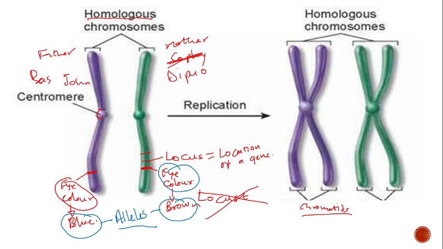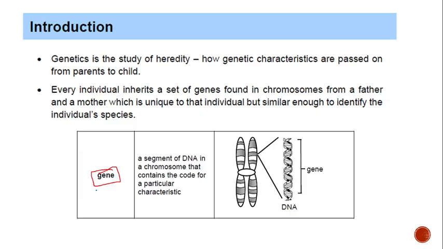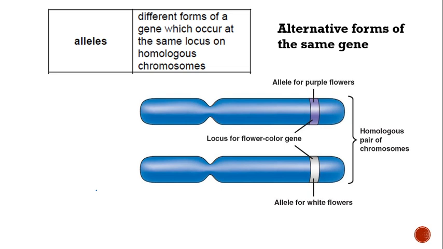We have a blue eye color from Bas John, and an alternative form of that is the brown eye color from Dipuo. So these two are alleles. And alleles always exist in pairs, because we always have two alleles that code for a trait. They are going to be different. So alleles are different forms of a gene which occur at the same locus on homologous chromosomes. Remember, it must be on homologous chromosomes. Are we together? This is easy.